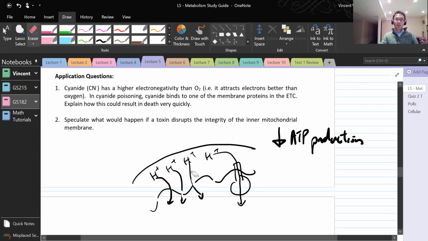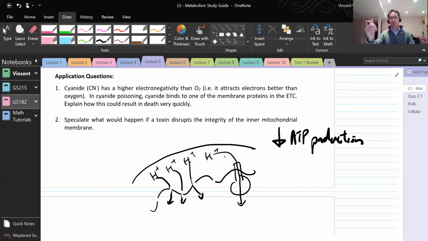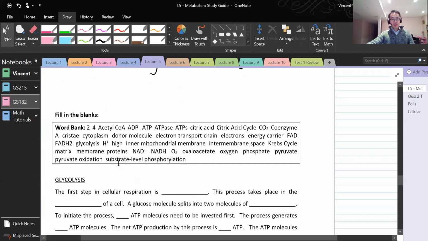Okay, so depending on how severe it is, it could be a pretty big problem. If a significant amount of H plus is leaked out instead of going through here, then you would have critically low ATP production, and that could not be good. For example, if you don't have enough ATP production in the heart, then that could be lethal, right? So there you have it.